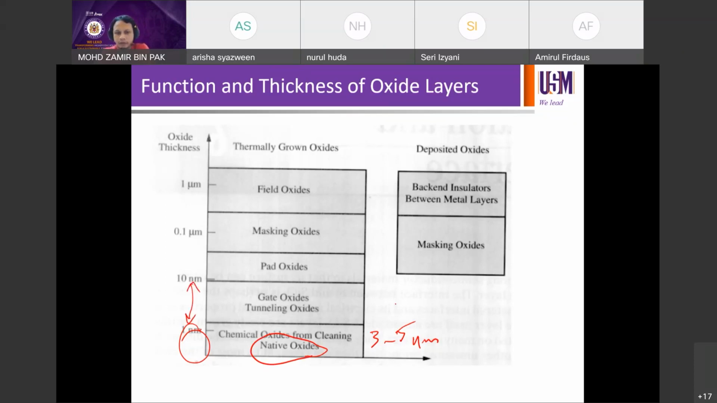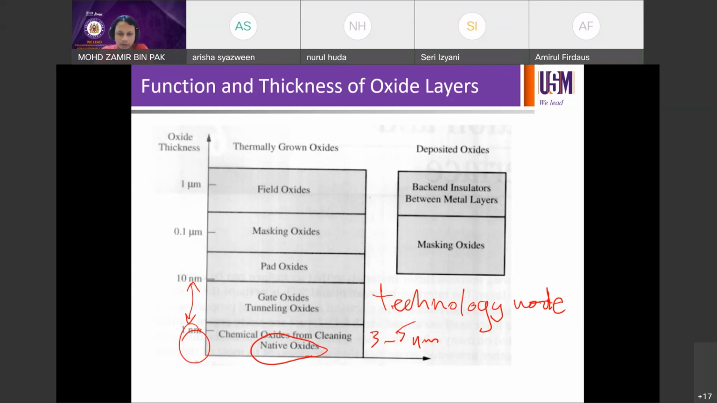Okay, and you have to look into the different technology nodes to get the correct number or the correct thickness of oxide. So if you go with a thinner technology node, then you have to work with thinner oxide as well, right? But the typical range is below 10 nanometer.